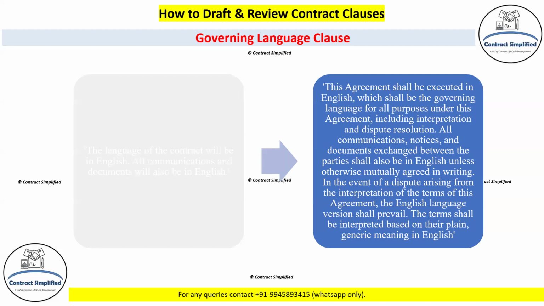So here's what we have learned from this governing language clause. First, we have to specify the governing language very clearly for all aspects of the contract, especially for interpretation and dispute resolution. We have to allow for flexibility by mentioning that parties can mutually agree to use another language, but only with written consent. We have clarified the precedence of the governing language in case of discrepancies or translations. This prevents any confusion down the road. A well-drafted governing clause protects both parties and ensures clarity when it comes to communication and resolving disputes.